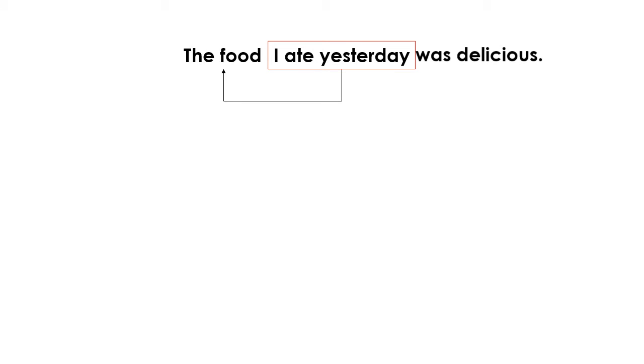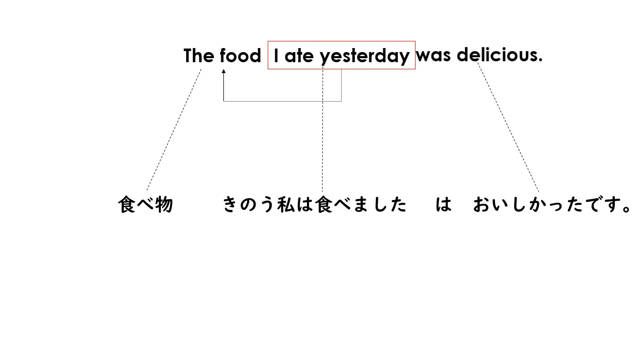The box segment I ate yesterday decorates the preceding noun, the food. This is called relative clause. Let's translate these segments in Japanese. Here we go. Okay then, now, please pay close attention here because this is a highlight of relative clause.